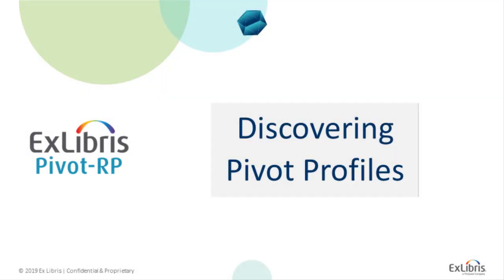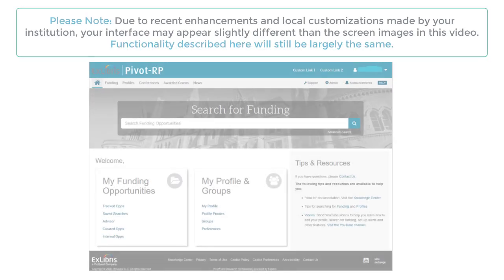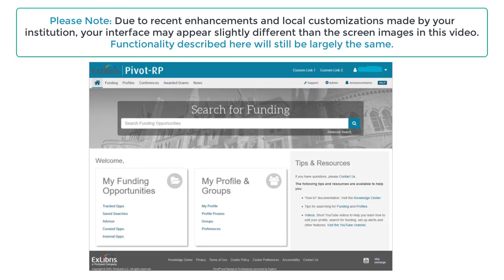This video explains how to use the Profile Discovery tool in Pivot to search for potential collaborators at your institution and beyond. Please note, due to recent enhancements and local customizations made by your institution, your interface may appear slightly different than the screen images in this video. Functionality described here will still be largely the same.